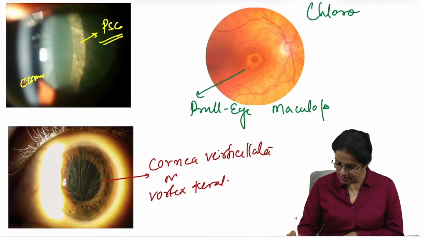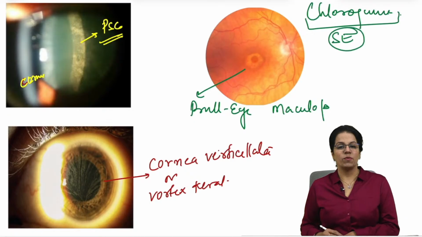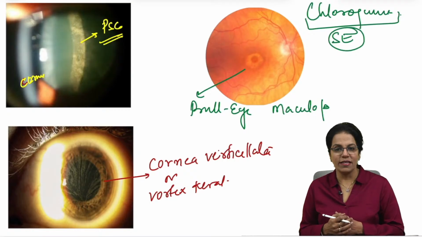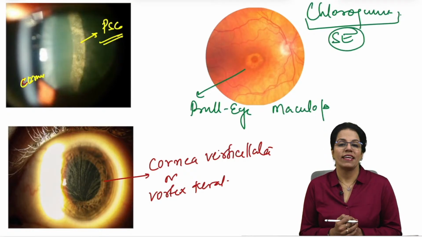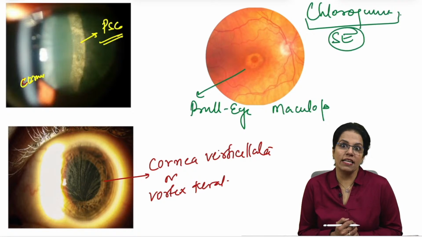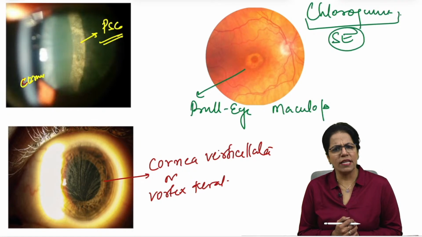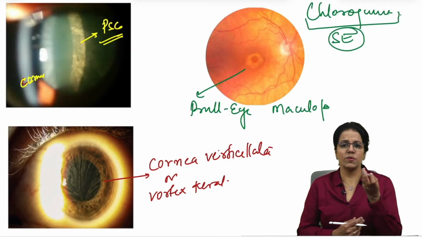So chloroquine can lead to these side effects: posterior subcapsular cataract, corneal verticillata and bullseye maculopathy. Can you tell me, corneal verticillata is a side effect of which other drugs? I think the causes are many. What are the causes? Chloroquine is one.